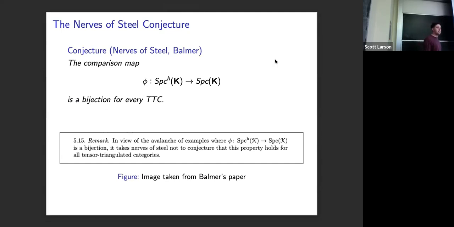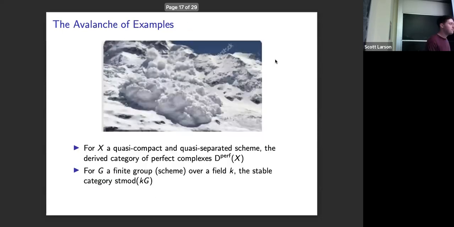And if you ever read any of Balmer's papers, it won't be too long before you run into some lively language or analogy. So I pulled this screen cap from the paper. He says, in view of the avalanche of examples where the comparison map is a bijection, it takes nerves of steel not to conjecture that this property holds for all TTCs. So here's the avalanche. I put a couple of examples here. There are more, and we're going to get to some more in a second.